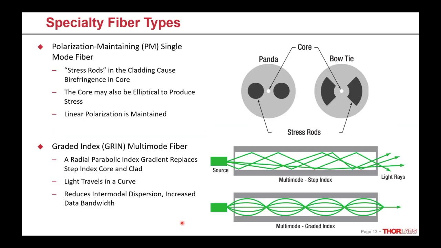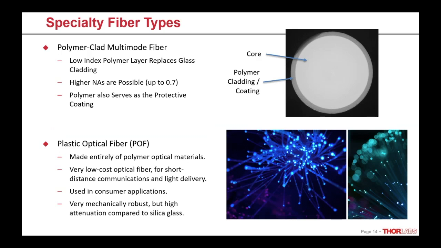These multimode fibers are commonly used in, one example would be telecom applications, because this graded index design can reduce intermodal dispersion. So you can get more data bandwidth through the fiber. So a lot of short haul telecom in data centers, things like that, can be graded index multimode fibers. Here's two more interesting fiber designs.